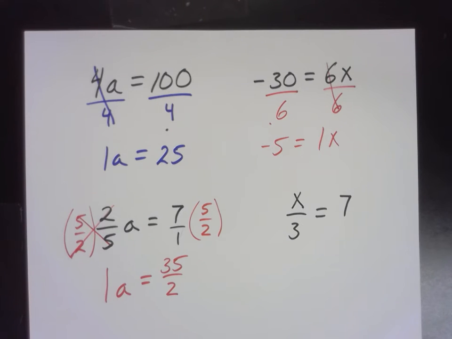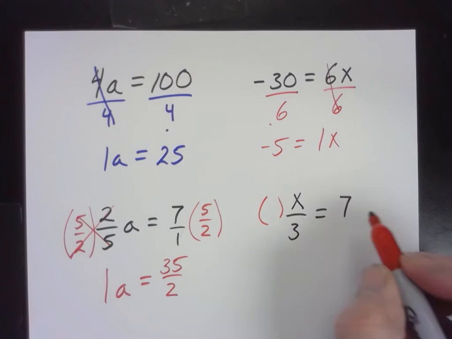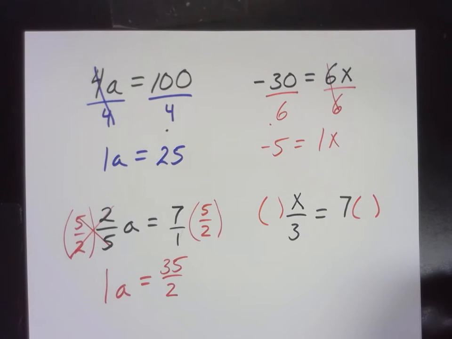What do you think? What's happening to the variable here? Is it being multiplied by 3? It's being, okay, what's the opposite of dividing by 3? There you go. Do the opposite. So on both sides of the equation, we're going to multiply by 3.